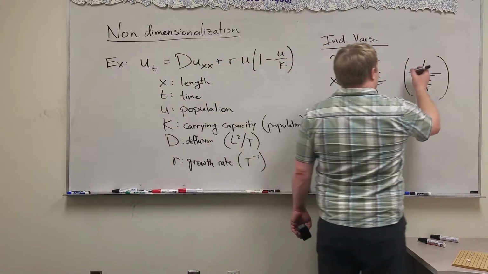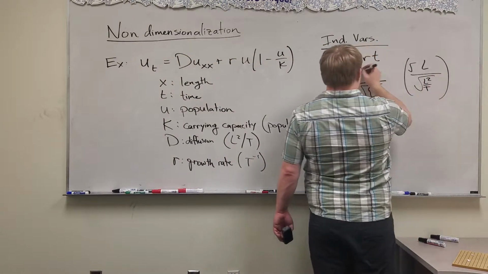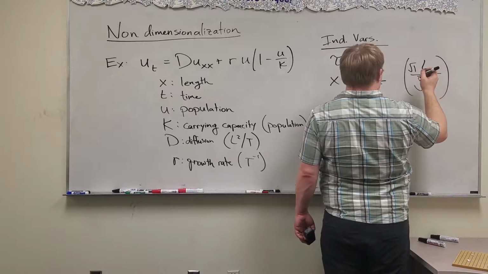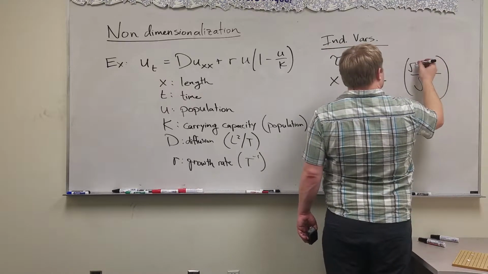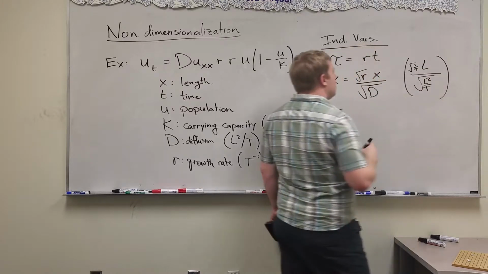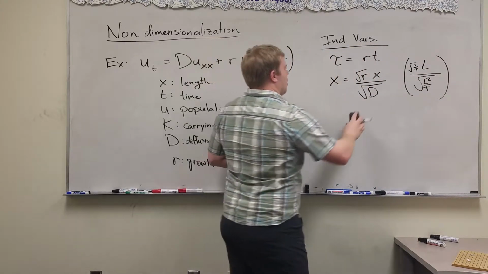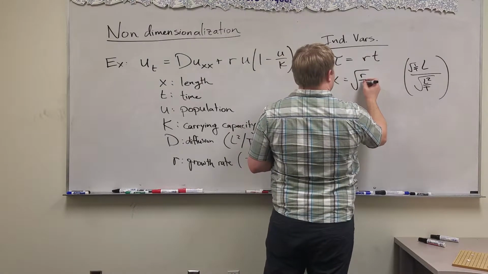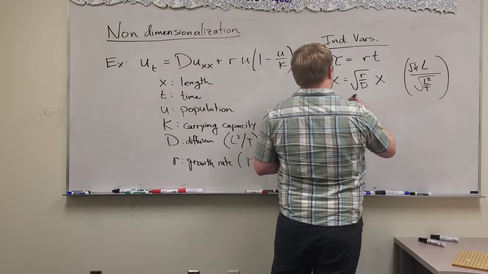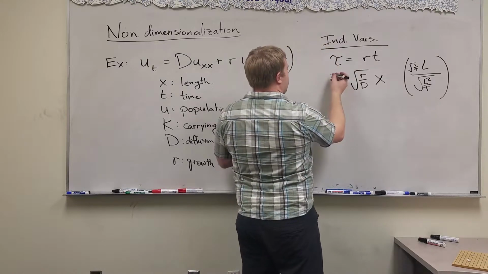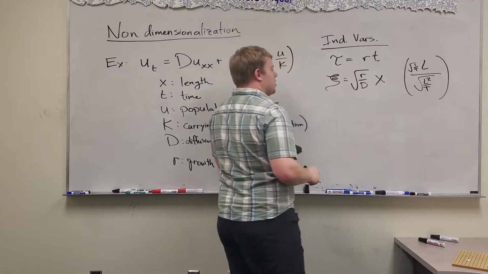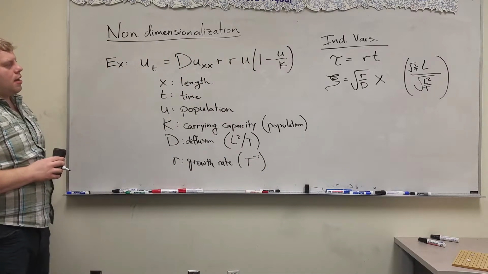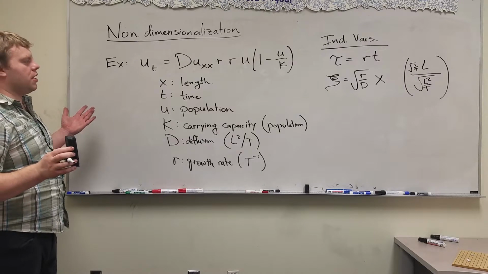I'm going to also multiply by a square root of r, because that will give me square root of 1 over t on top here. I can write this a little bit nicer like this. Oh, and my new dimensionless variable, the book likes to use psi, so we'll use that. All right, so there we go. There's my independent variables.